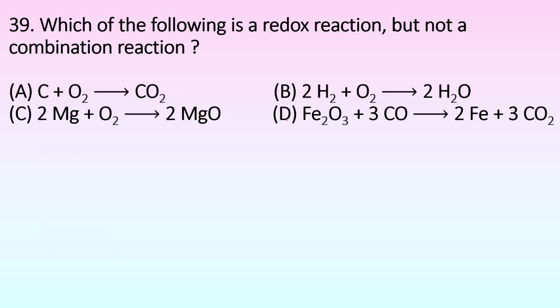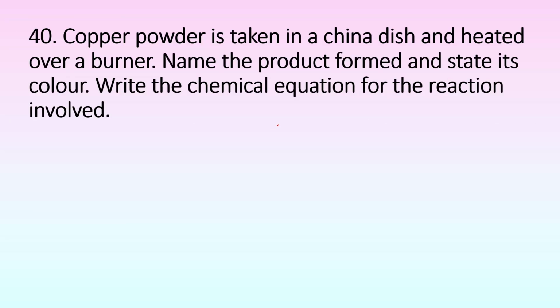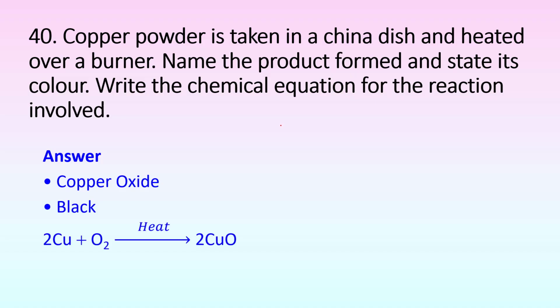Next, question number 39. Which of the following is a redox reaction but not a combination reaction? Here you can see that option number D is not a combination reaction. Question number 40. Copper powder is taken in a china dish and heated over a burner. Name the product formed. So the product formed is copper oxide. State its color, and the color is black. Write the chemical equation for the reaction involved. So the chemical equation is Cu plus O2 gives rise to CuO.